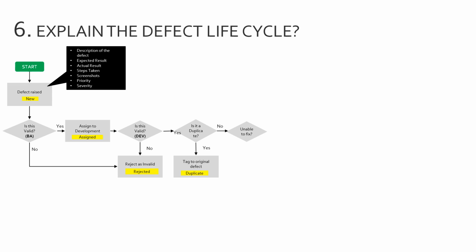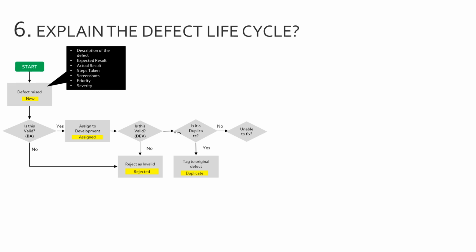So there are several reasons where the development team might not be able to fix a defect. One of them would be the time constraint. Let's say that a defect is raised 3 days until the end of the testing cycle, or 2 days, or on the last day. So this doesn't give the development team enough time to fix it.